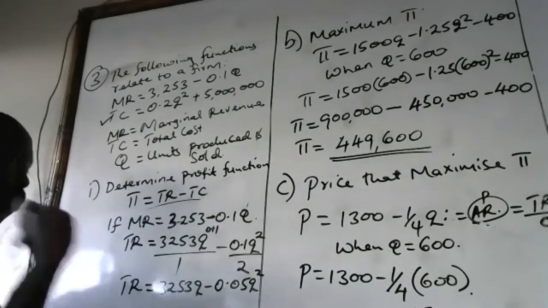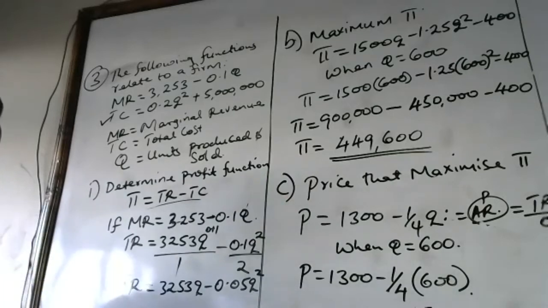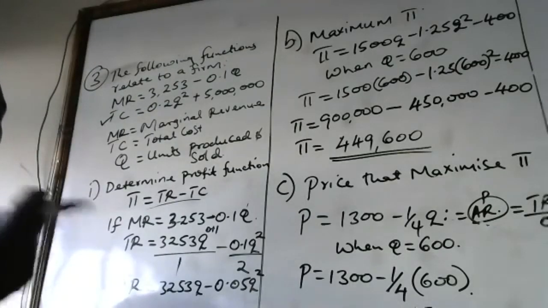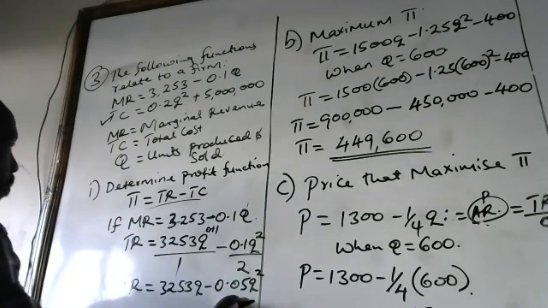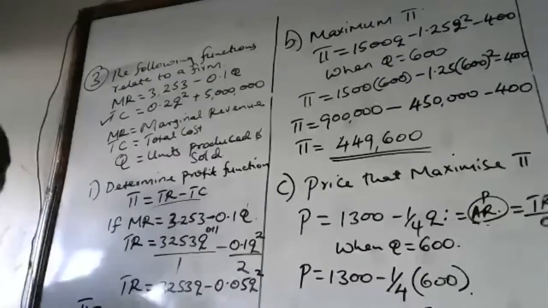Just note that when you are given marginal revenue, the total revenue is going to be obtained by integrating the marginal revenue given. And when you have the total revenue and you want to get the marginal revenue, you differentiate the total revenue function. So in these questions, you need to know how to move from one equation to the next. If you are given the average revenue, you need to ask yourself, how do I get the total revenue? If I'm given the marginal revenue, how do I get the total revenue? You need to understand those functions. Once we have the total revenue function, and we were given the total cost function, then we can comfortably get the profit function.